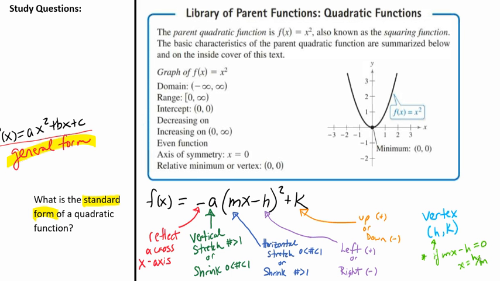And that is what the standard form of a quadratic function looks like, and from it we can pull our vertex. We know how the graph is going to move, so it actually ends up giving us a lot more information than our general form does.